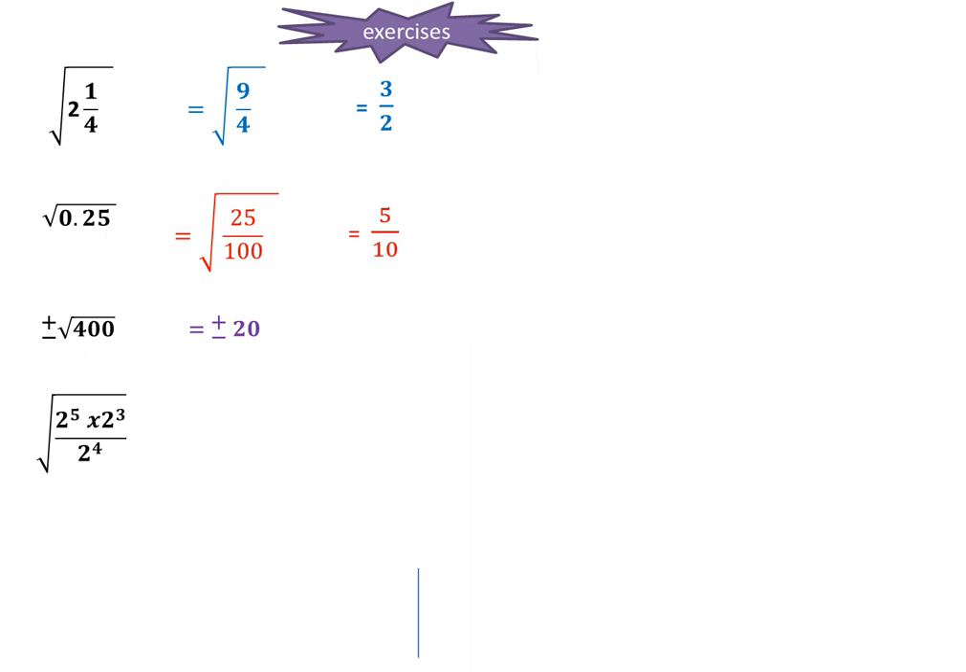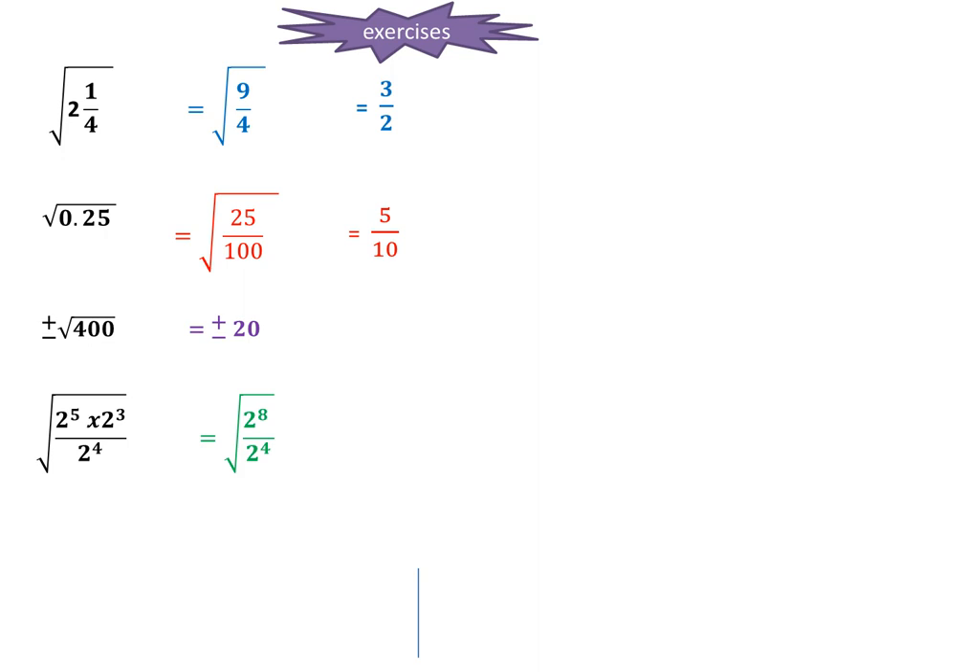Another example, if we have the square root of 2 power 5 times 2 power 3 over 2 power 4, at first we must use the power rules. When we multiply the same base we add the powers, and if we have division by the same base we subtract the powers. At first the numerator, 2 power 5 times 2 power 3, we get 2 power 8 because 5 plus 3 equals 8, and over 2 power 4.